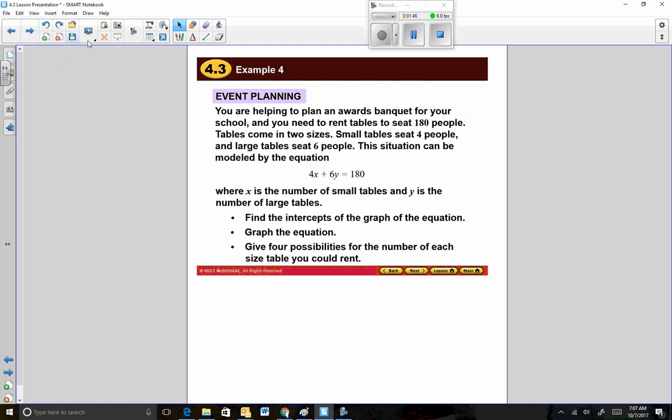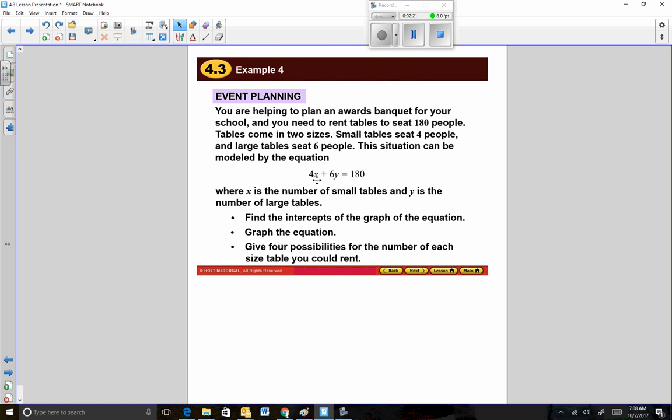All right, let's take a look at how we could use the x and y intercept in real life. Not that you're all going to be wedding coordinators or anything, but there you are helping. Oh, this is an awards banquet, sorry. You are helping to plan an awards banquet for your school. You need to rent tables to seat 180 people. Tables come in 2 sizes. Small tables seat 4 people, large tables seat 6 people. This situation can be modeled by this: 4 people, 6 people tables, 180 people going. Find the intercept of the graph of the equation.